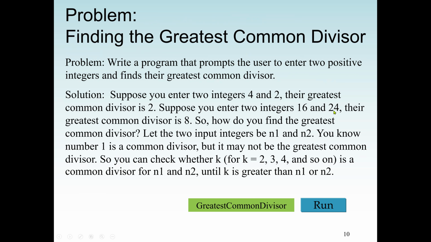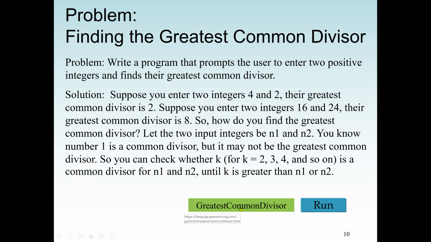Like, for example, 16 and 24, I can use 2 because 2 is an even number and divides both numbers, but 2 is not the greatest common divisor among the two. For the greatest, I take 16. 16 divided by 16 is okay, but 24 divided by 16, the remainder is not 0. Then I'll use 8. 16 divided by 8, the remainder is 0. 24 divided by 8, the remainder is 0. So the greatest common divisor for 16 and 24 will be 8.